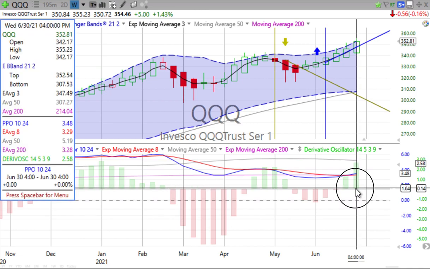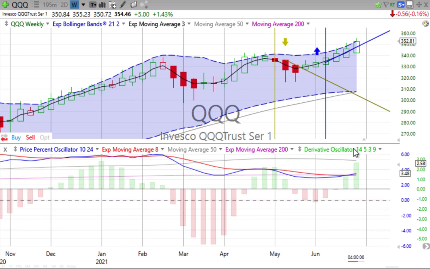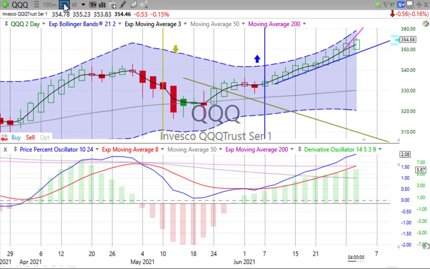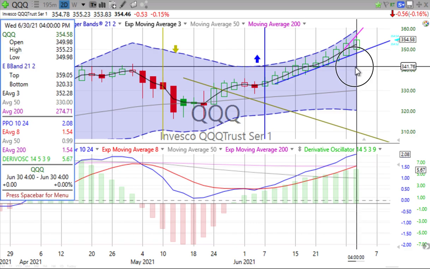Looks like we might have a weekly vertical crossover at the end of this week going up on the Nasdaq. Finally, it had done something similar to the S&P 500, but it looks like it's probably going to cross over going up. Derivative oscillator gaining upward momentum. Look at the 2-day chart. We can see it has reached a higher high, just barely.